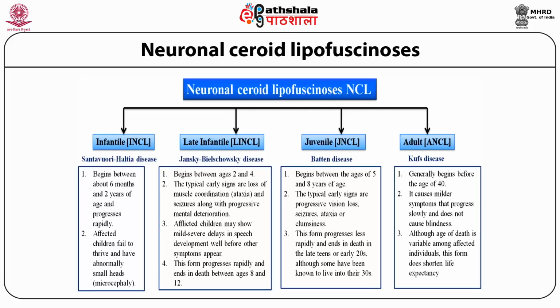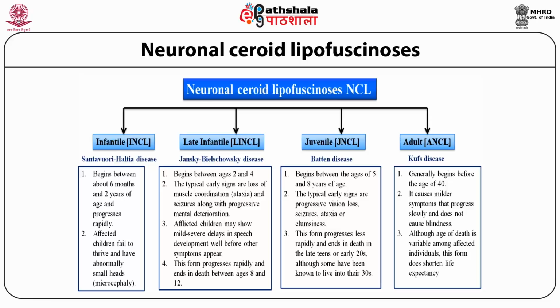The types of neuronal ceroid lipofuscinosis include infantile, late infantile, juvenile, and adult neuronal ceroid lipofuscinosis. These four types are also called Santavuori-Haltia disease, Jansky-Bielschowsky disease, Batten disease, and Kufs disease respectively.